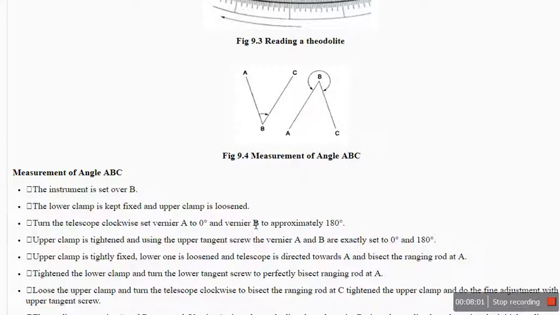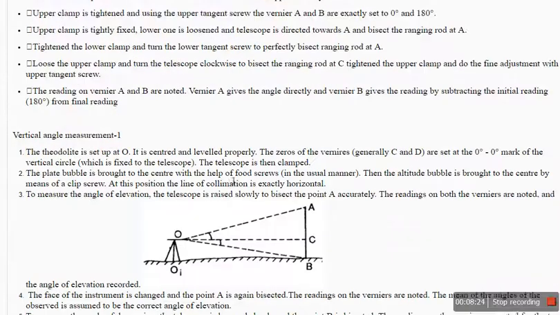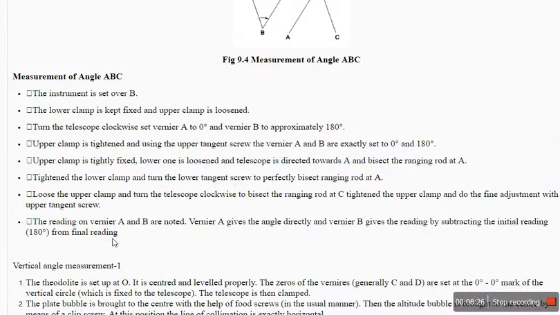So if you want to find out the angle, the instrument is set up at A, then the lower clamp is fixed, then the upper clamp is loosened, then if you turn the telescope in the clockwise direction, it starts rotating and gives the angle, until C is matched. Then you can see the angle in the lower plate and the values are written there. So like this we can measure any angle ABC.